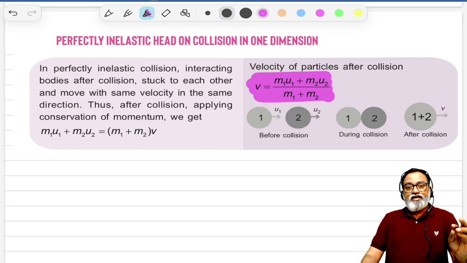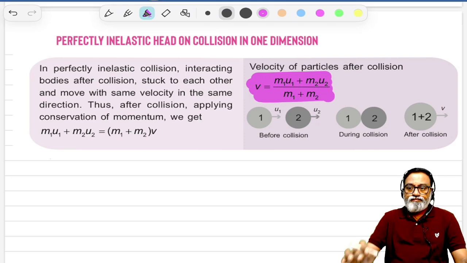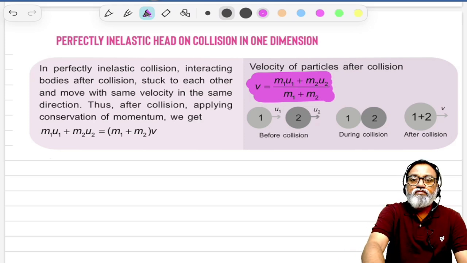Very important. We can expect at least a minimum of 4 to 5 questions from the chapters motion in a plane, center of mass, collision, and rotatory motion. This is part 1 of collision.